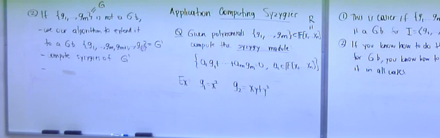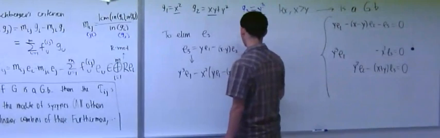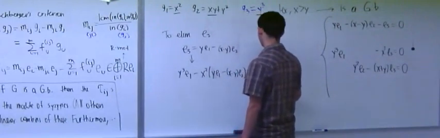So to eliminate E3, we just say that because E3 is equal to, because this is one of our relations, okay? Then we're just going to substitute it into the other ones. We get y cubed E1 minus x squared times y E1 minus x minus y E2 equals 0.